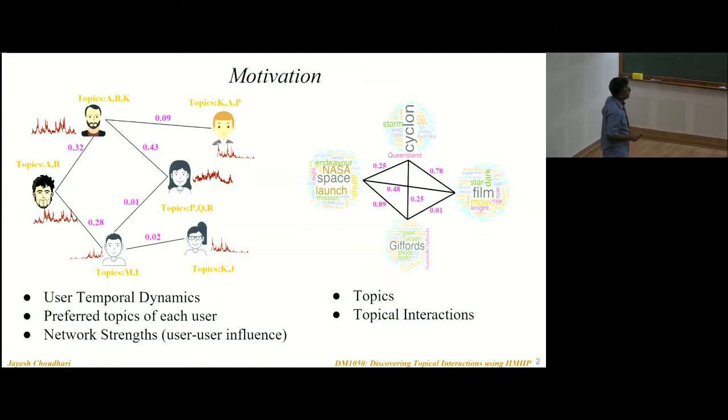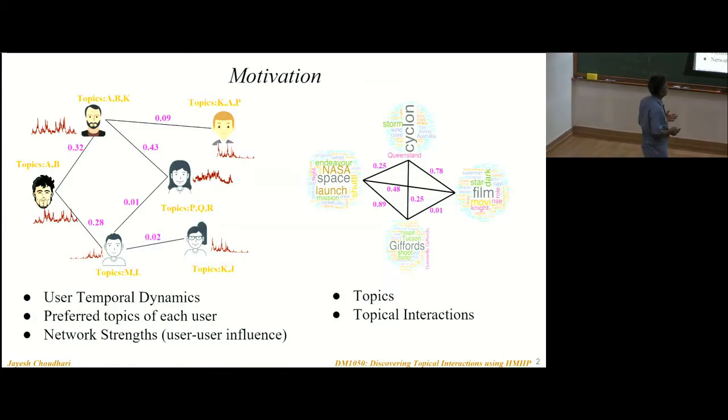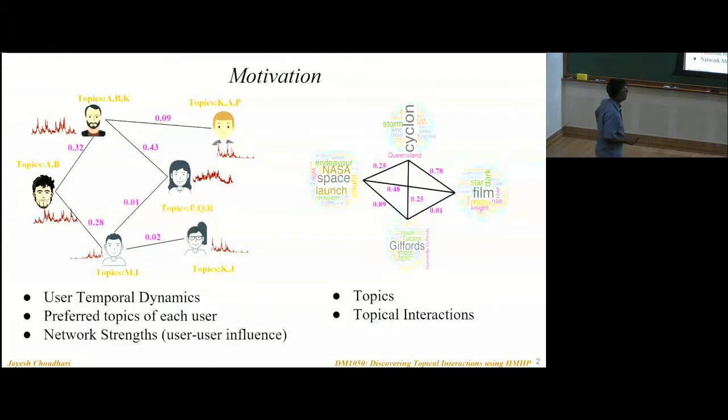But there is something more, right? If you look at the topics themselves, forget the users, just look at topics themselves. For instance, this is about some set of shootings that happened in the US. This is a word cloud of a bunch of tweets about Gabrielle Giffords, who was a US senator. She got shot, and this is a word cloud of the set of tweets that contain this topic. This is about some movie-related tweets. This is about some cyclone-related tweets. This is about the NASA space launch, and it's possible that some of these topics are more tightly related to each other than some other ones, right?